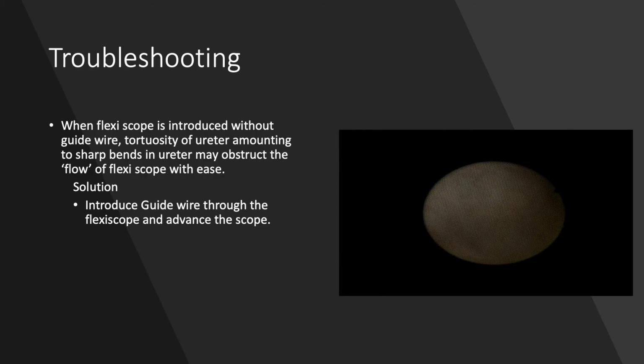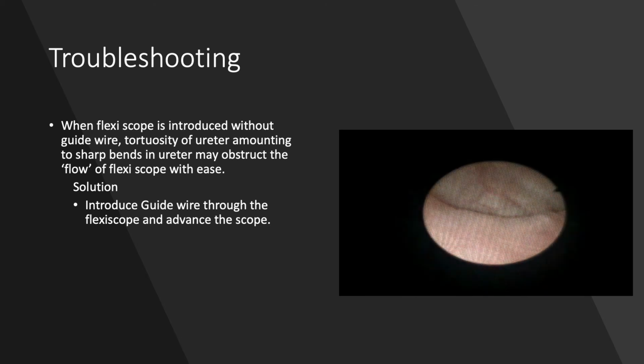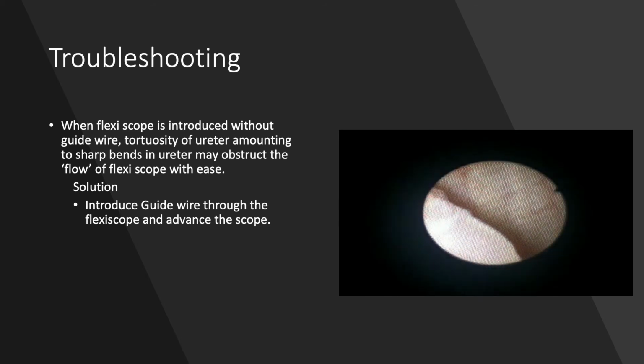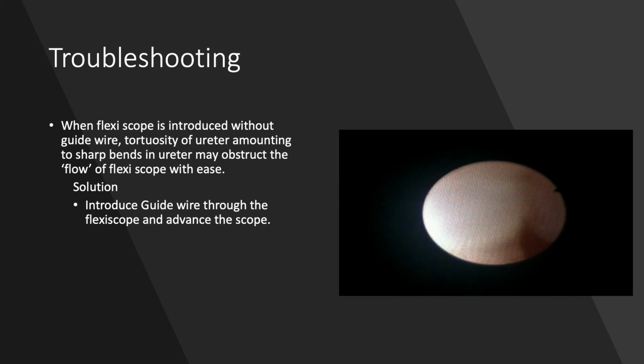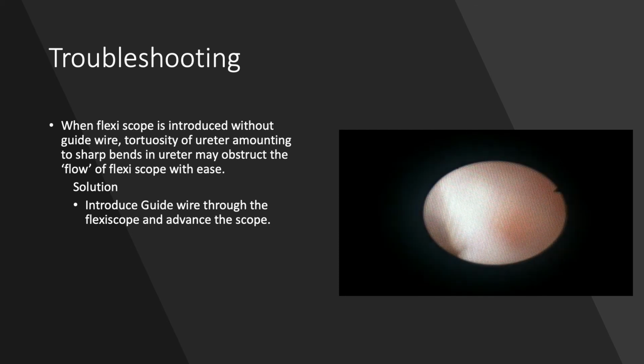There is another problem which needs to be discussed. This happens when the flexiscope is introduced into the ureter without a guidewire. The tortuosity of the ureter, amounting to sharp bends, may cause difficulty in the passage of the flexible scope. This can be easily solved by introducing a guidewire through the flexiscope and then advancing the scope. With this, we have covered almost all permutations and combinations of problems in access to the pelvic calyceal system in a sheathless RIRS.